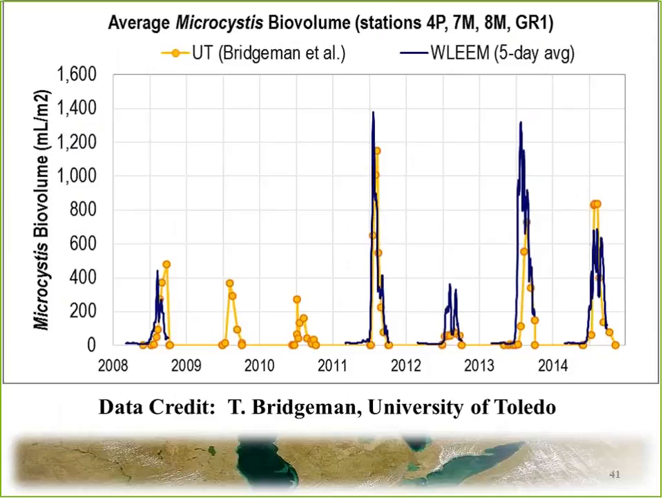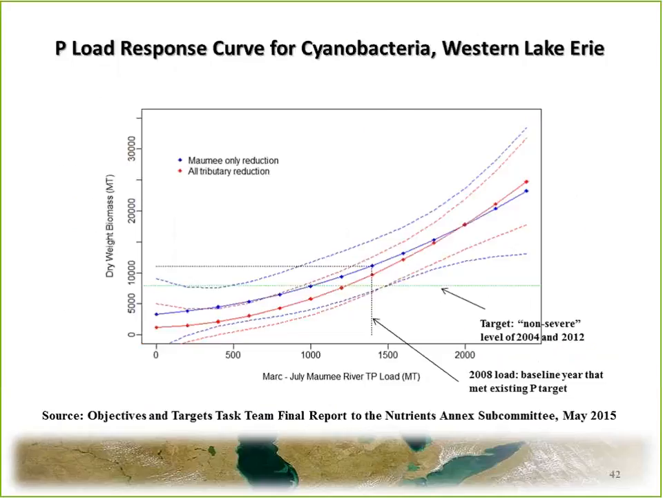And then ultimately, this model is trying to predict microcystis blooms. So here's how it did predicting microcystis biovolume, averaged over 4 stations from 2008 to 2014. So again, accurate enough to use for decision support.